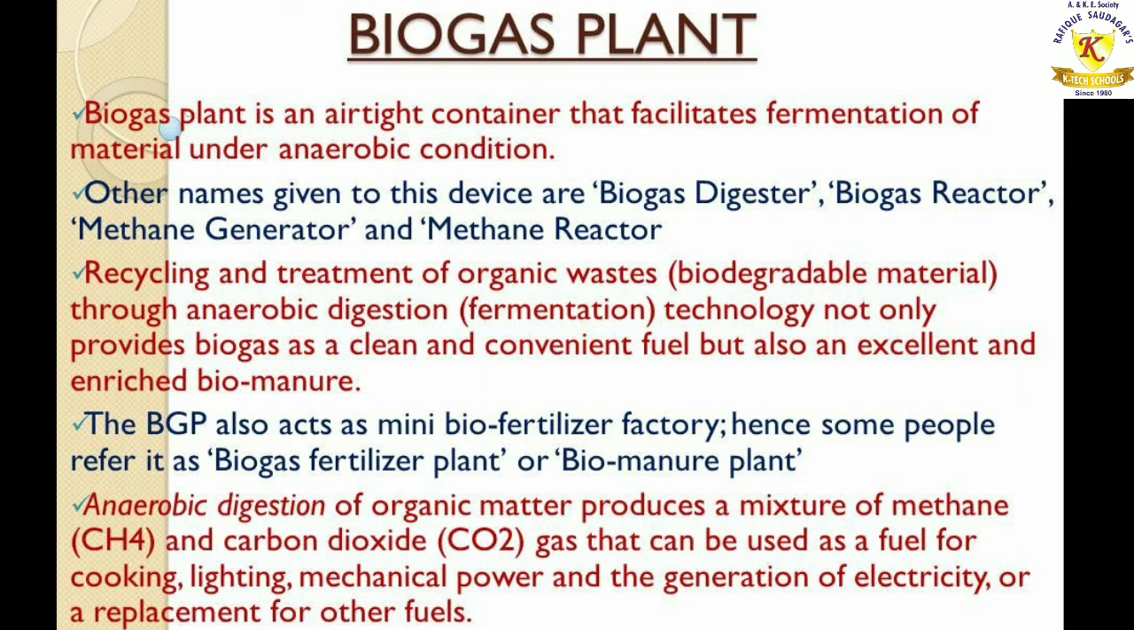Anaerobic digestion of organic matter produces a mixture of methane, CH4, and carbon dioxide, CO2 gas that can be used as a fuel for cooking, lighting, mechanical power, and the generation of electricity or a replacement for other fuels. So, this is all about a biogas plant. I hope, children, you all have understood today's topic.